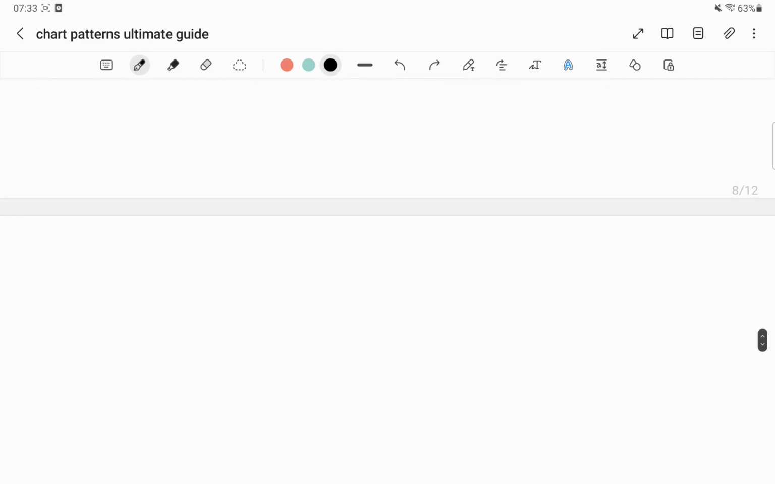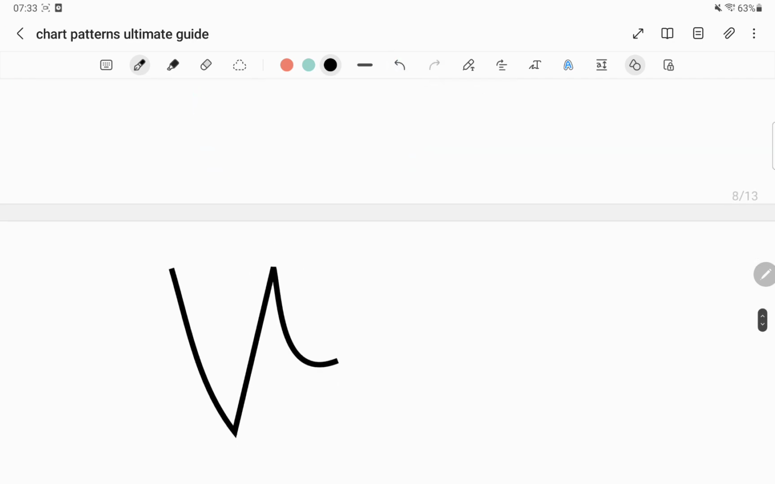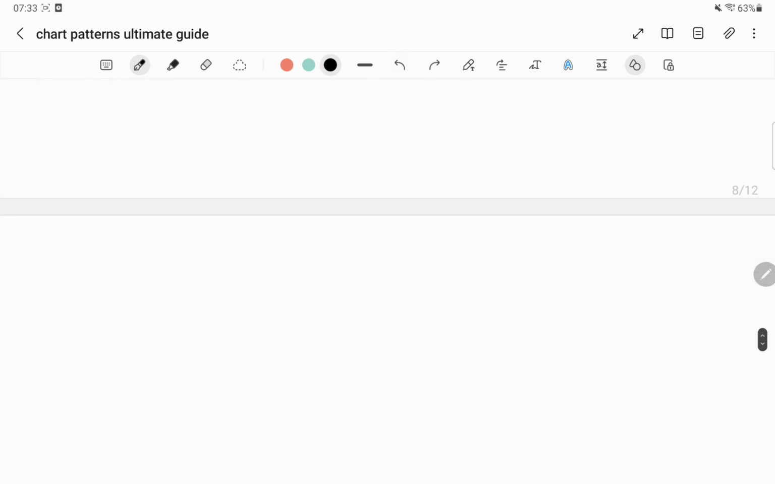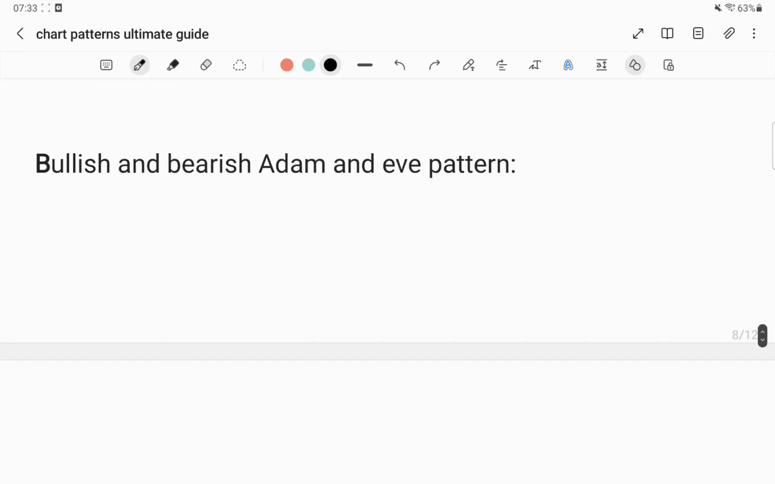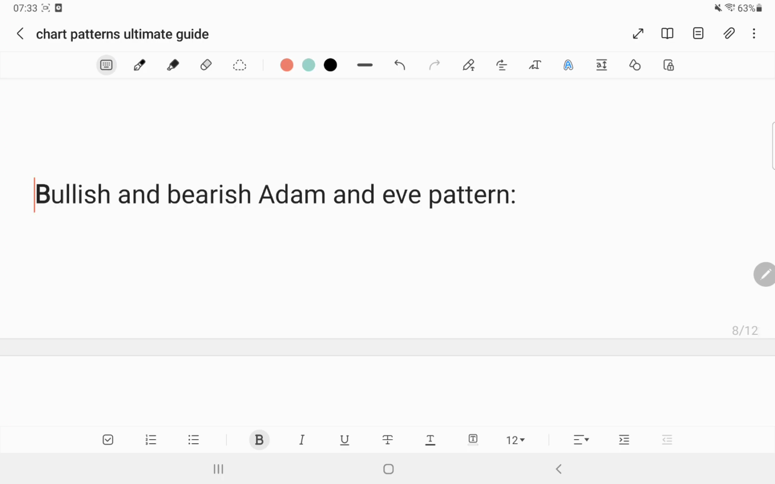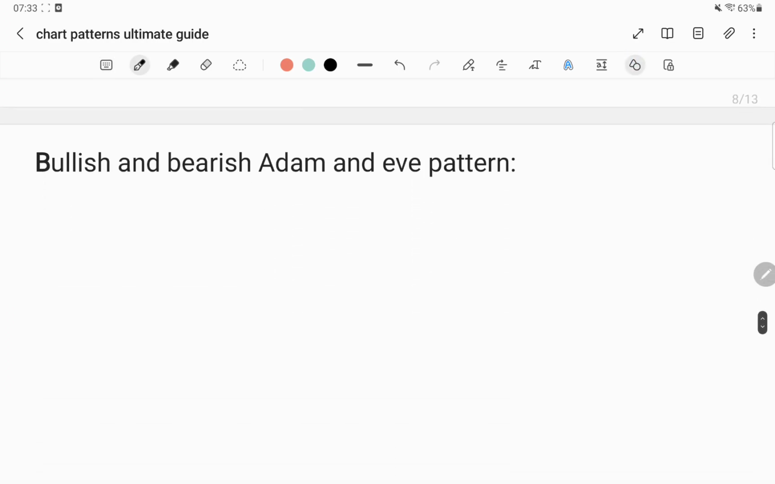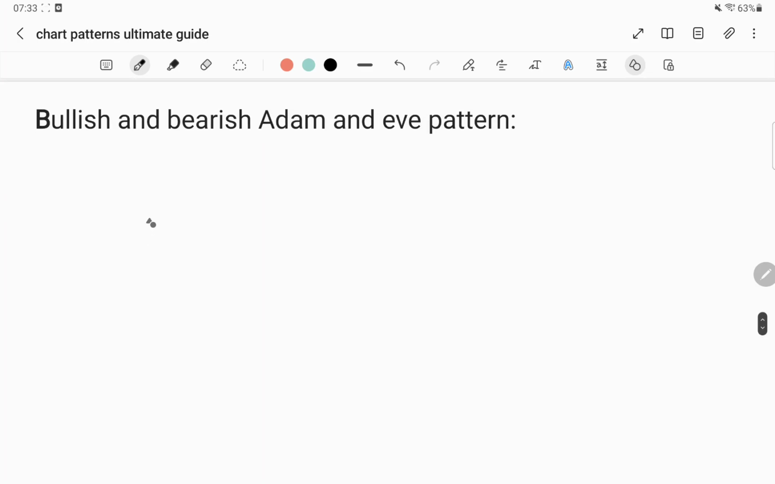Right, Adam and Eve patterns are quite obscure. So your Adam and Eve pattern, you'll have something where you trade downwards, come up. That's a bad pattern. Hold on a minute. Right, so it's the bullish and the bearish one. I'll move this down. So we're gonna do the normal one first.